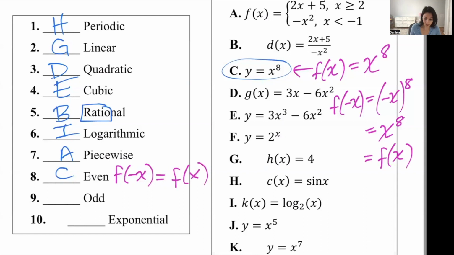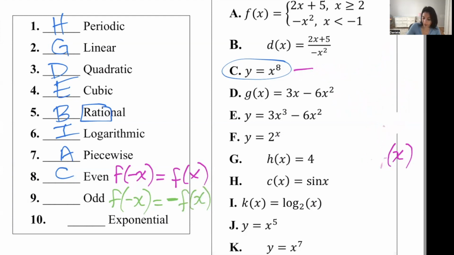Odd, the difference with that is we're going to do the same idea. You're going to substitute the negative inside the function. And then when you simplify, if that negative comes out, so in other words, that's the same thing as negative f of x. That is the definition of the odd function. And as I said, graphically, it would look like it's symmetrical across the origin. So number 9, that is going to be J, okay?